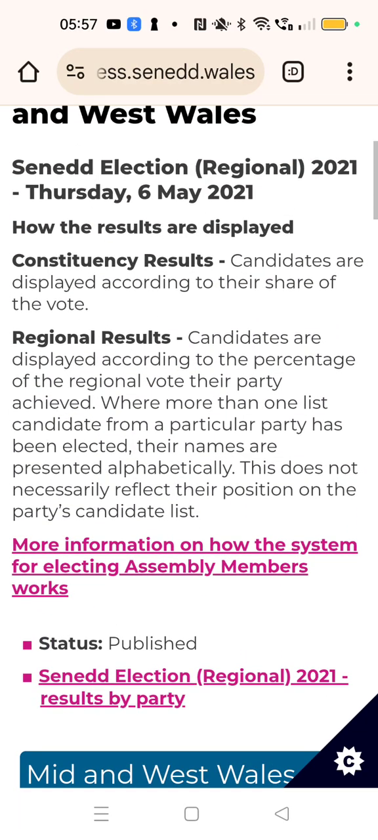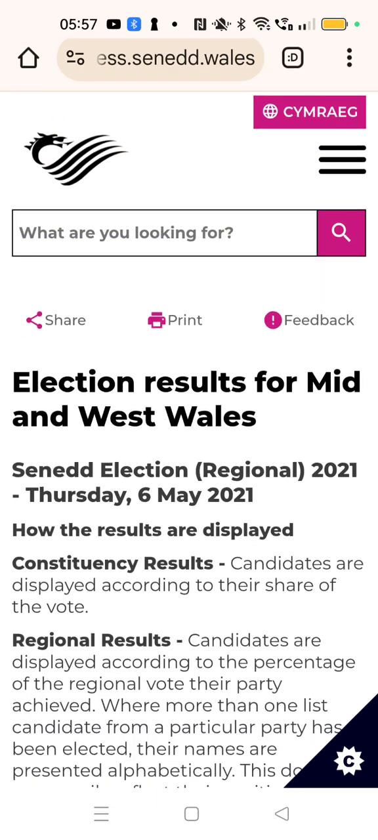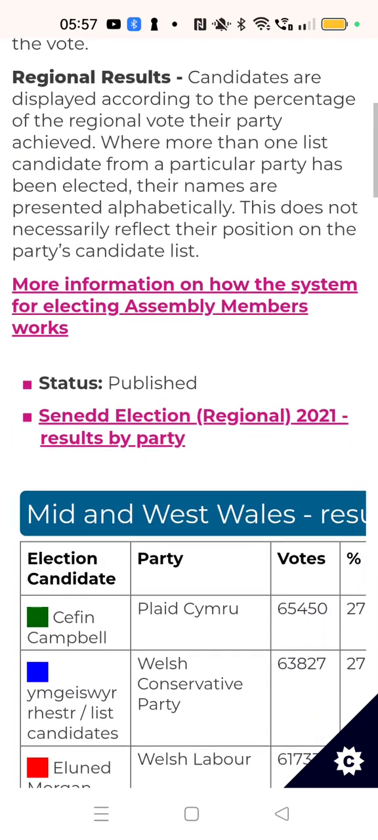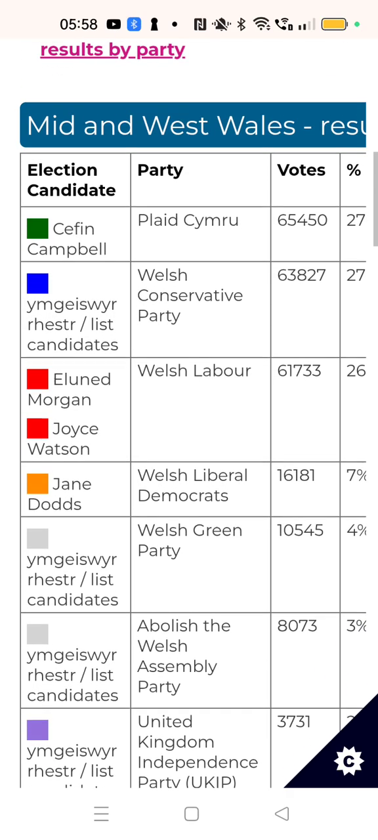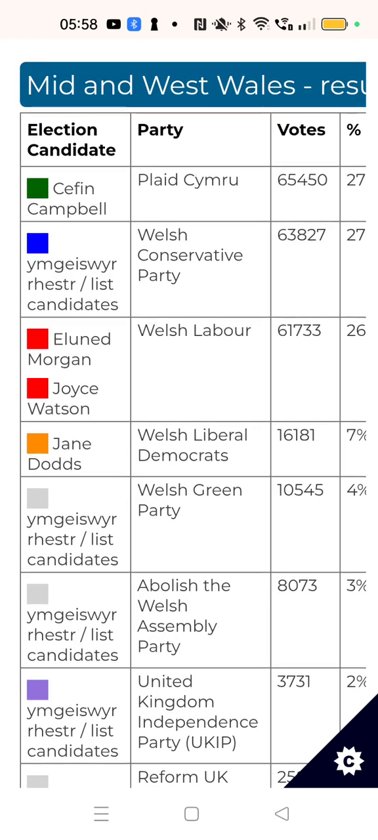So here's the area for Mid and West Wales, right? This is the Mid and West Wales area results. This is when Eleanor Morgan got elected, and she's only using a normal name here. Underneath her, there's Joyce Watson as well, but there's no numbers next to it. I'm not too sure exactly what is going on here, because the Conservative was not elected, even though they got 63827 votes, and this Eleanor Morgan was elected on 61733.